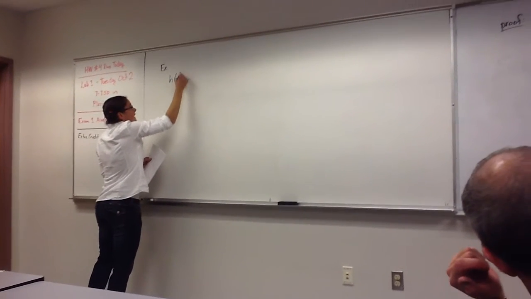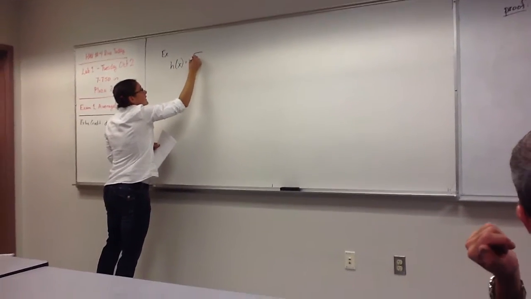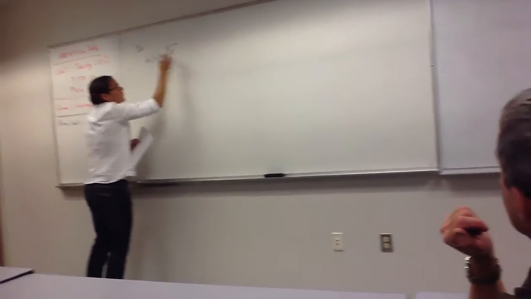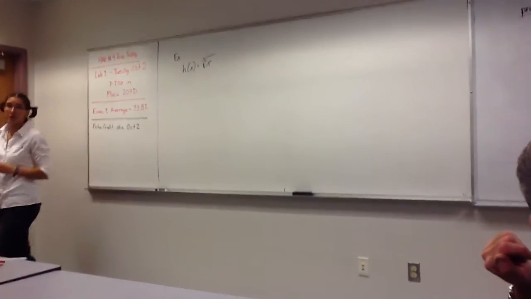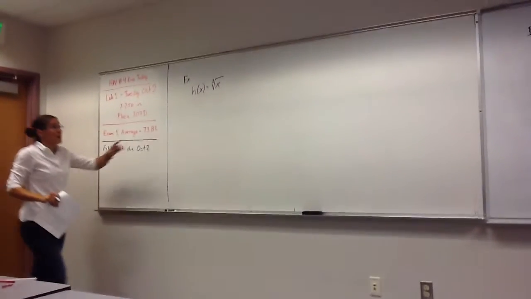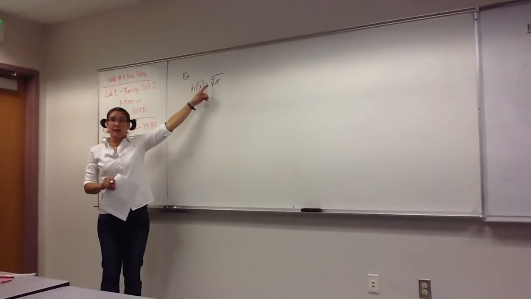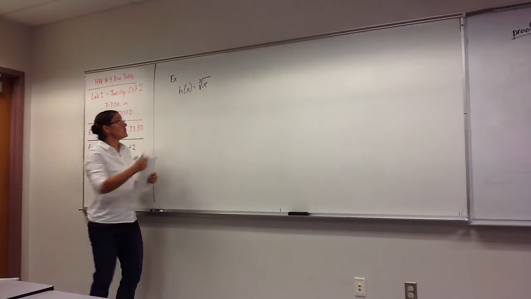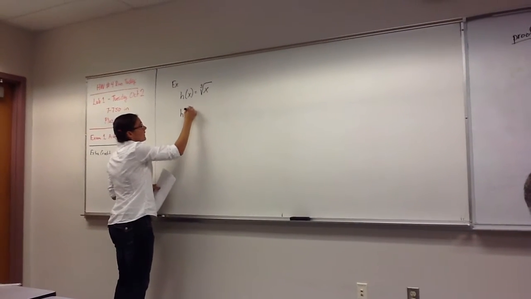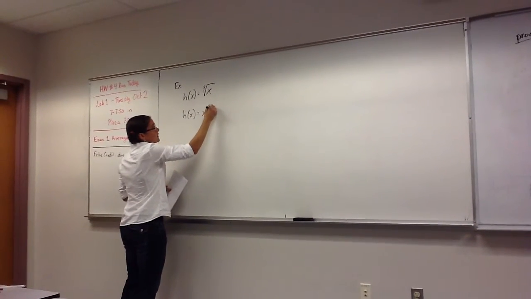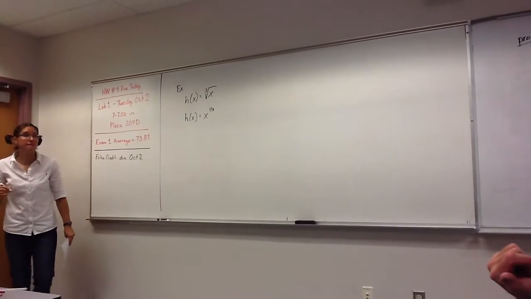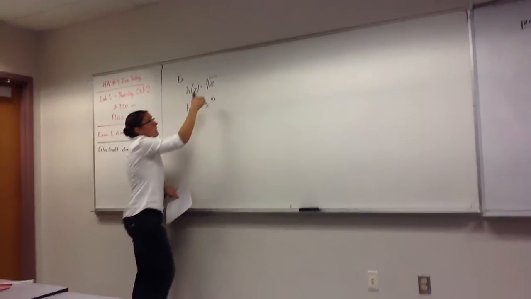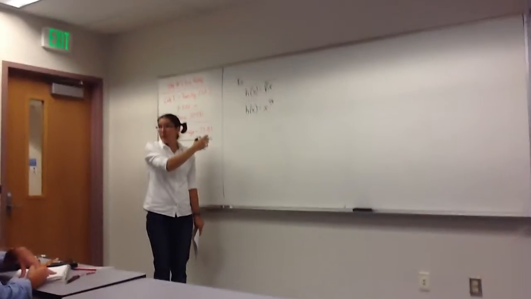Let's say I have the function h of x is equal to the cubed root of x. Now, if I have a cubed root, I can rewrite that cubed root as a power. So this is really the same thing as h of x is equal to x raised to the 1/3. So once I've rewritten this power, now I can use my power rule.